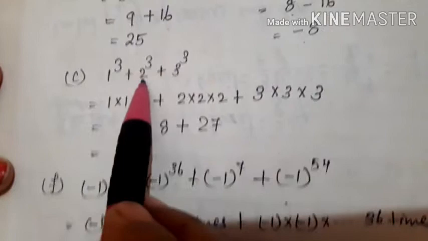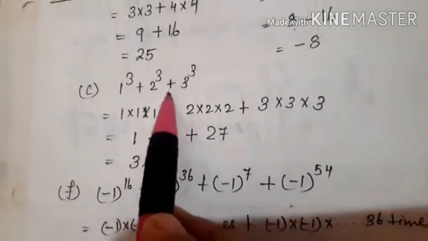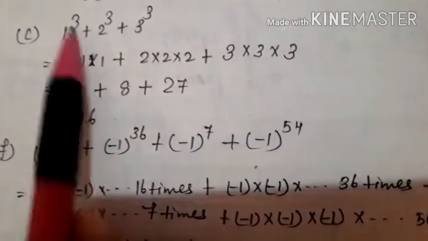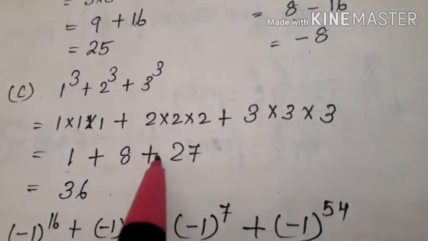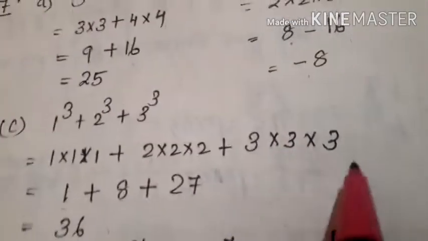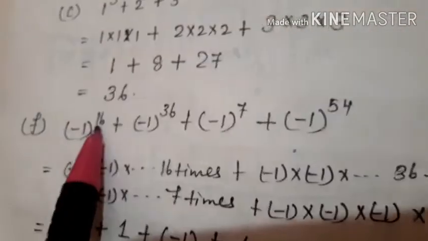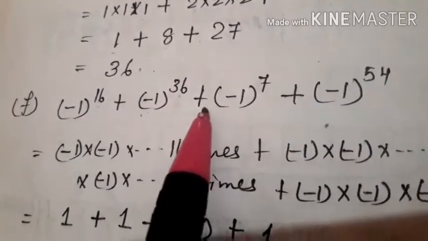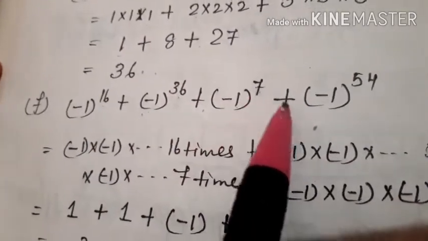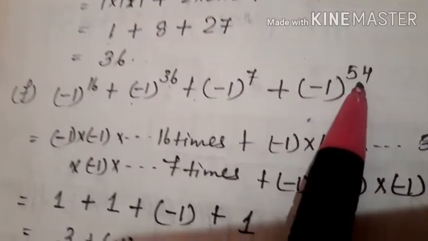Then C. 1 to the power 3 plus 2 to the power 3 plus 3 to the power 3. That is 1 into 1 into 1, which is equal to 1. 2 into 2 into 2, 8, plus 3 into 3 into 3, 27, which is equal to 36. Then minus 1 to the power 16 plus minus 1 to the power 36 plus minus 1 to the power 7 plus minus 1 to the power 54.